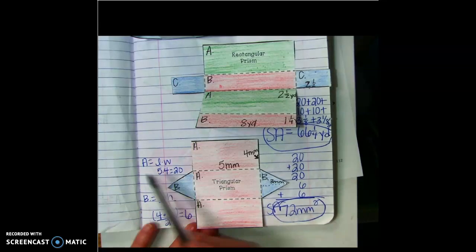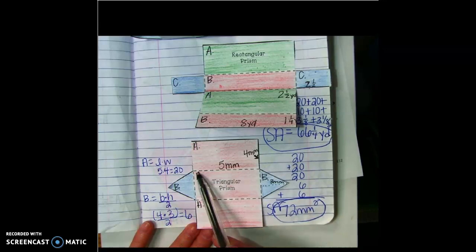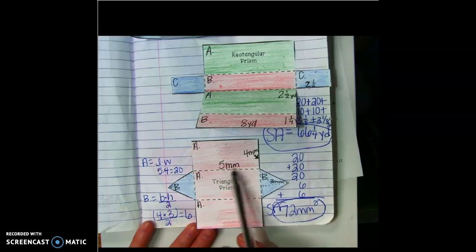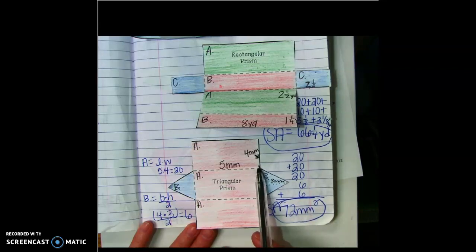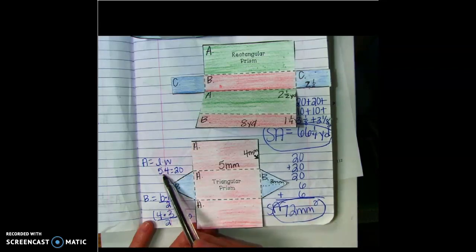Okay, so I'm going to take my A first. A is length times width. I know this is my length. It's just given, so go ahead and label that. My width is 4. So for my area of A, I have 5 times 4. 5 times 4 is 20. So my area of A is 20.